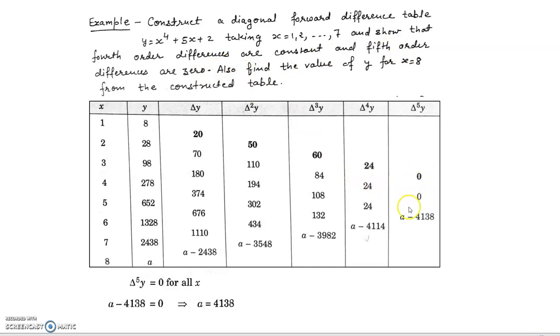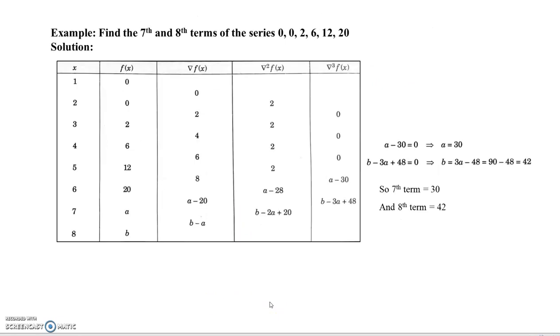Now considering these two, if we take this third entry, a minus 4138, also 0, then you will get the value of a as 4138. So the value of y for x equal to 8 is 4138. Now let us do one more question on backward difference. Here you have to find the 7th and 8th terms of this series. Here 6 terms are given: 0, 0, 2, 6, 12 and 20. These 6 terms are the 1st, 2nd, 3rd, 4th, 5th and 6th, and you have to find the 7th and 8th.